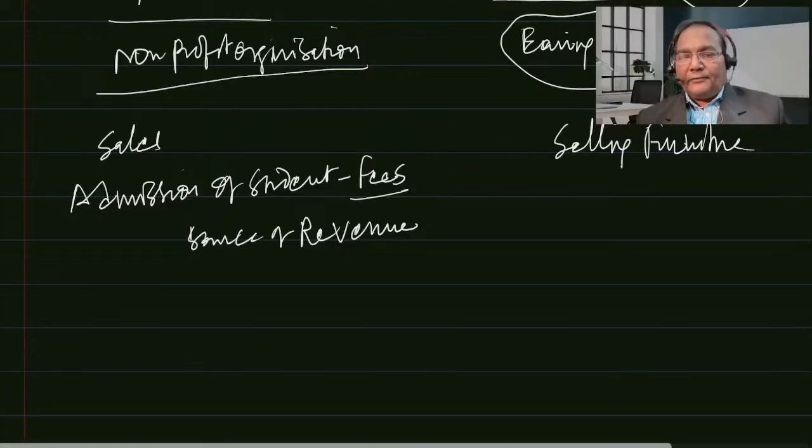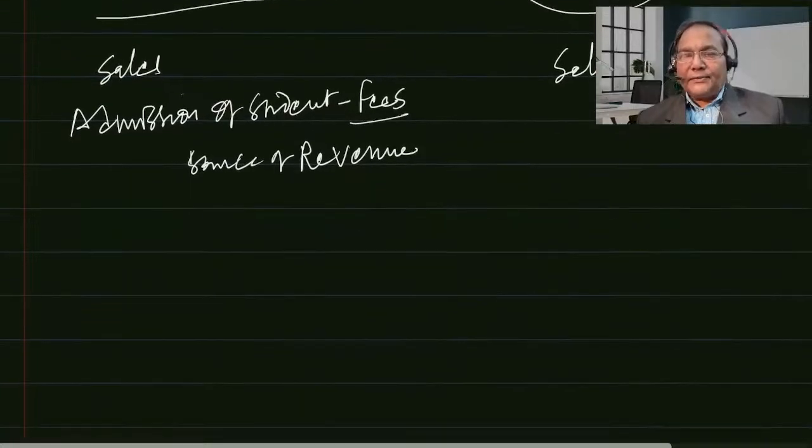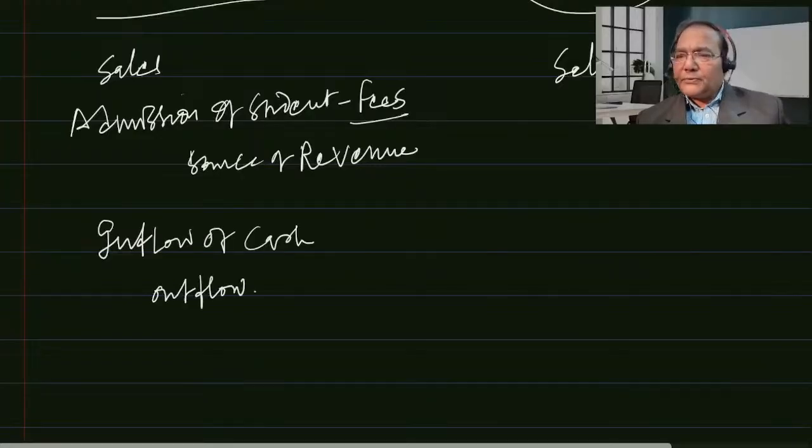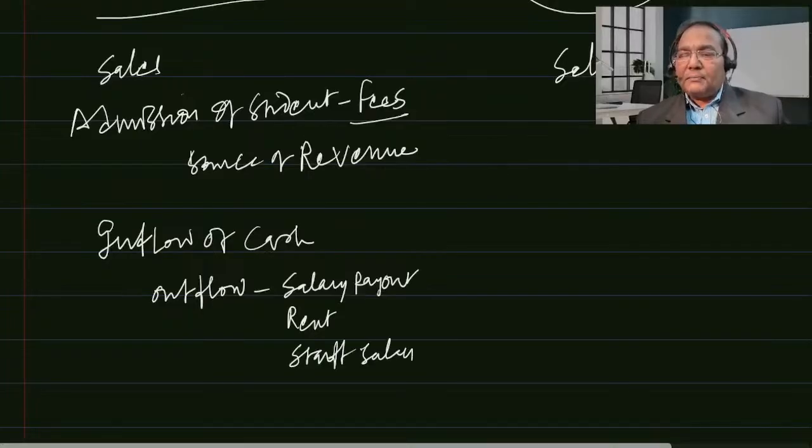What kind of theory base is followed by a non-profit organization and a profit organization is the subject matter of study of this particular chapter. Now, let's understand a non-profit organization like a school. There will be inflow of cash. The maximum nature of transactions is likely to be inflow of cash, and there will be outflow which may be limited to salary payout, or maybe the rent if it is taken on rent, though usually it is not. There may be staff salary, the teachers' salary, which is a major component of expenditure.